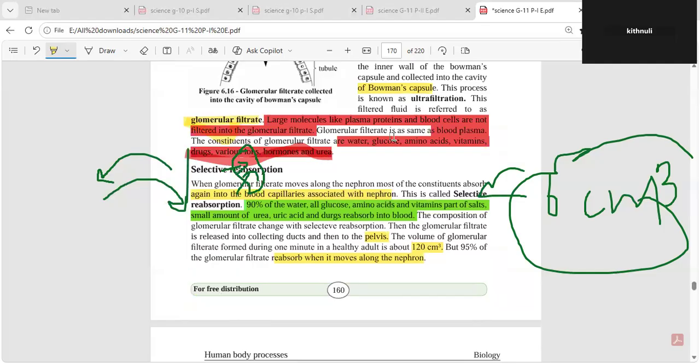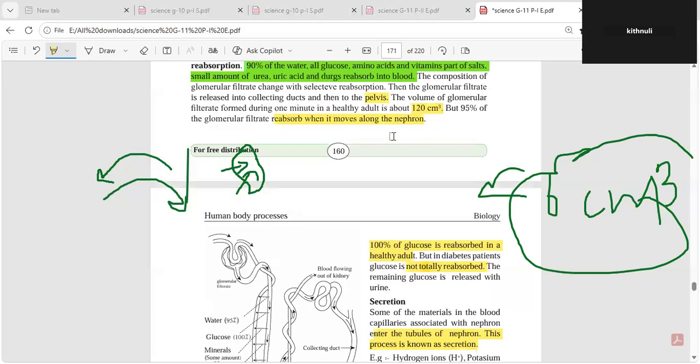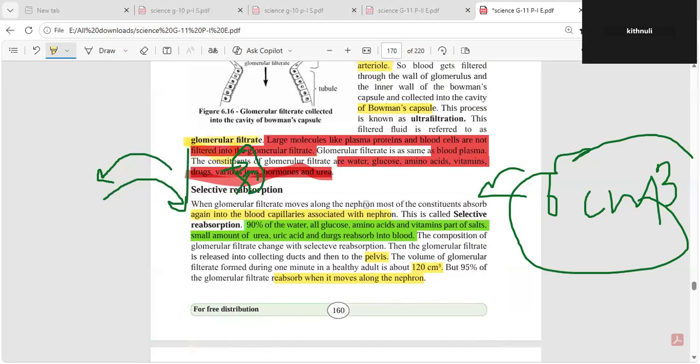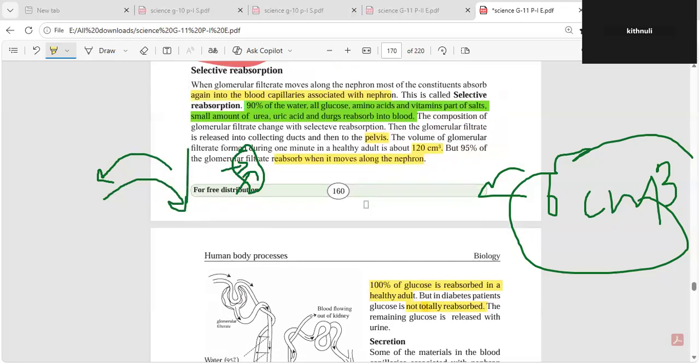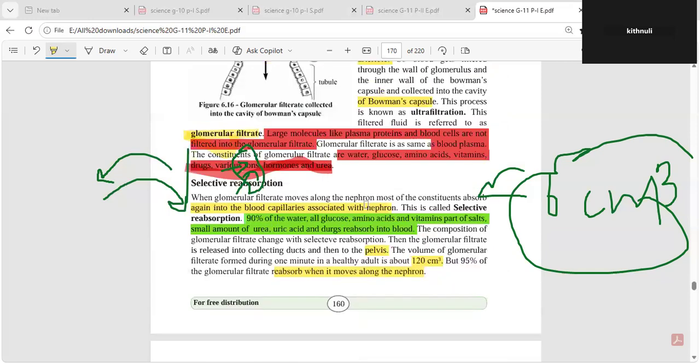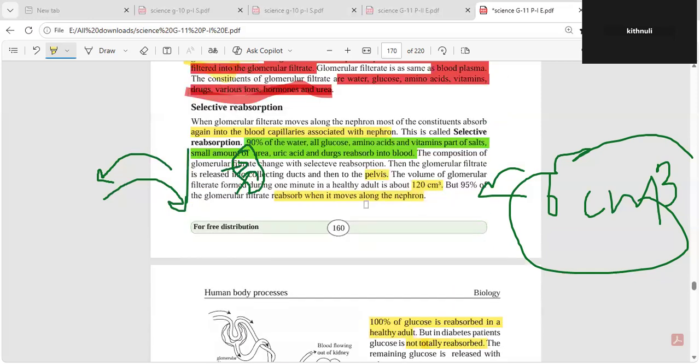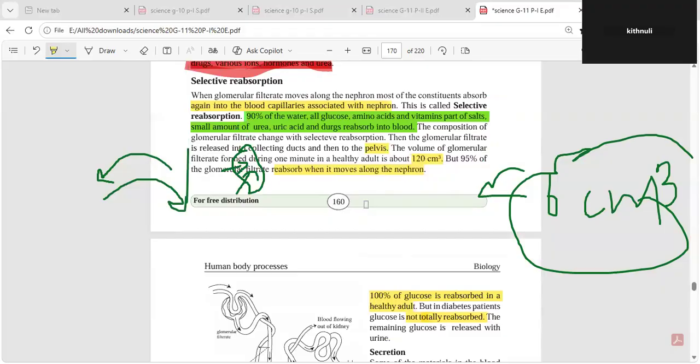Then we are coming to the selective reabsorption. Right? චුට්ටක් වෙන් කරලා ලියන්න දුව මේකේ තියෙන ප්‍රශ්න ටික. Right. Define selective reabsorption.